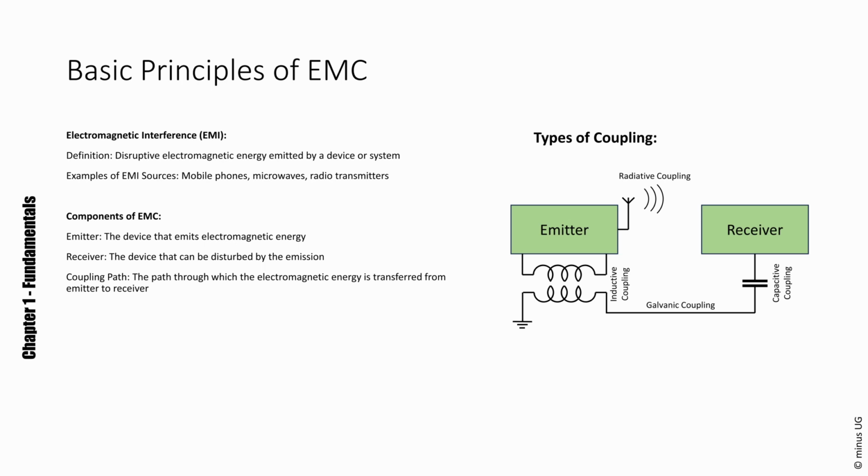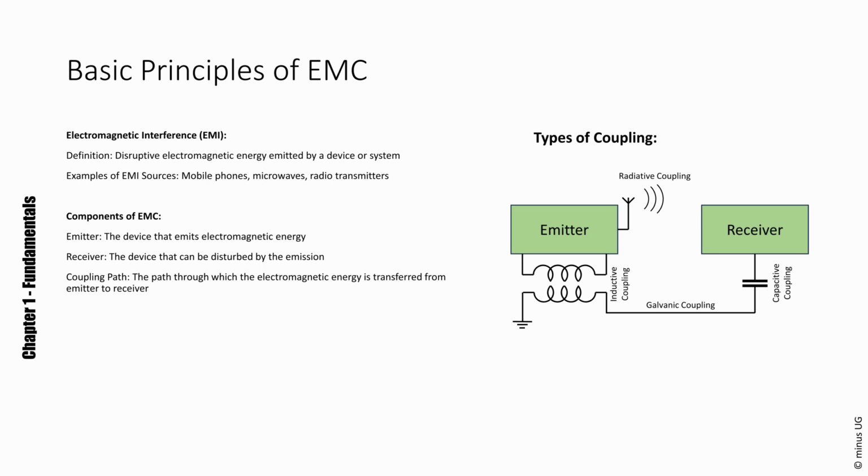Inductive coupling. This type of coupling happens when there is a mutual inductance between the emitter and receiver. It's typically associated with magnetic fields that arise from current changes in the emitter, and then induce unintended currents in the receiver's circuits.